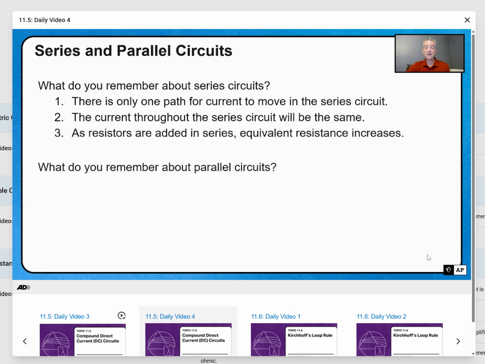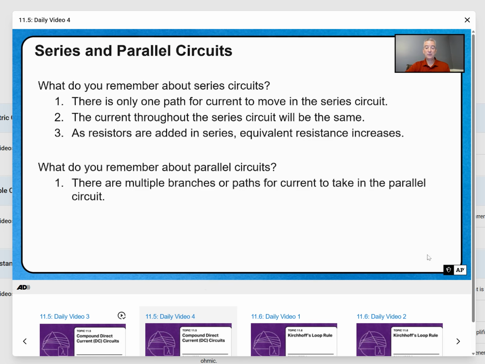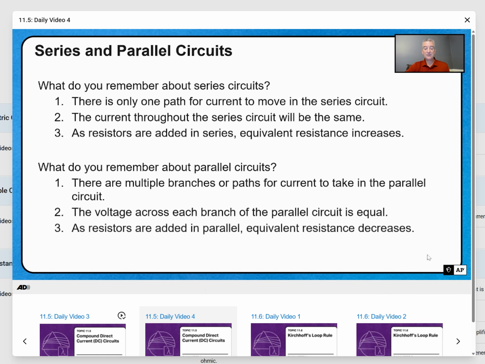What do you remember about parallel circuits? Well, in a parallel circuit, there are multiple branches or paths for the current to take in that circuit. The voltage across each branch of the parallel circuit is actually equal, and as resistors are added in parallel, the equivalent resistance will decrease. So let's look at an example.